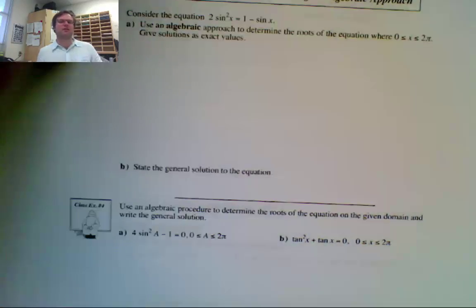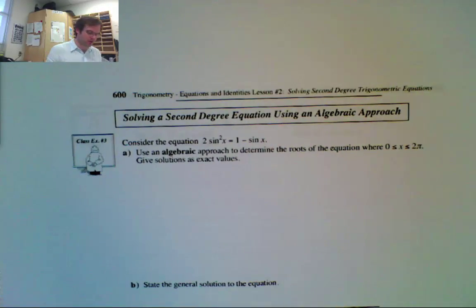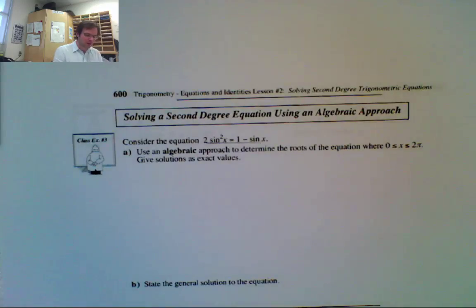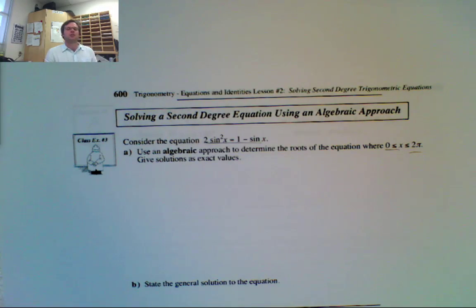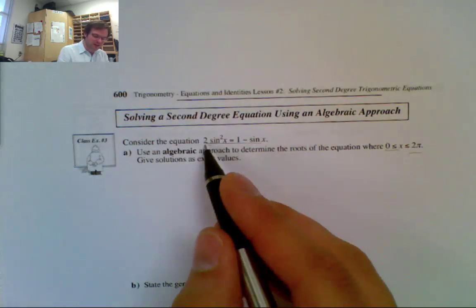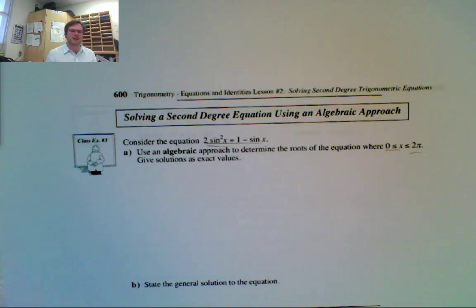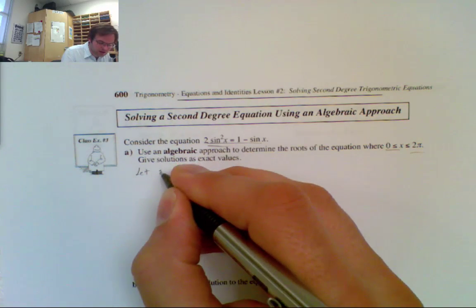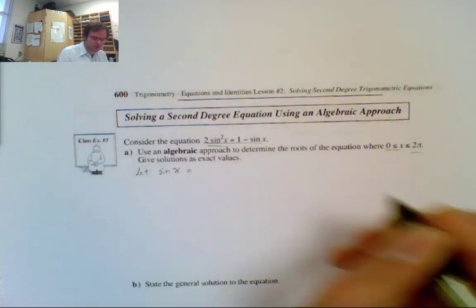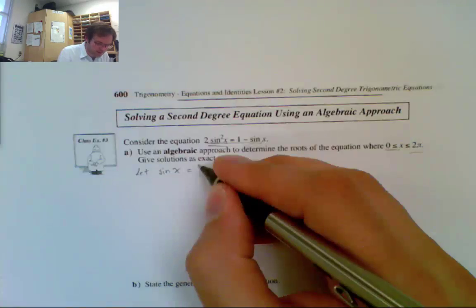So let's take a look at the algebraic stuff where we really have to get going. It says consider the following equation. That's just the equation we had before. Use an algebraic approach to determine the roots between 0 and 2 pi. So now we're going to do the algebraic approach. First thing I want to do is, this kind of looks like a quadratic, and I'm going to pretend it is. So I'm going to say let sine x equal to, I'm going to put an f here.